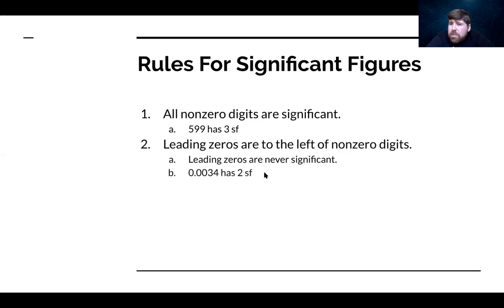Some examples of this, I could have a very small number like 0.0034. Maybe I'm measuring seconds or inches, something like that, but a very, very small measurement. This only has two significant figures, and the reason is that all of these zeros are to the left of the non-zero digits, to the left of the 3 and the 4. That makes them leading zeros, and leading zeros are never significant.